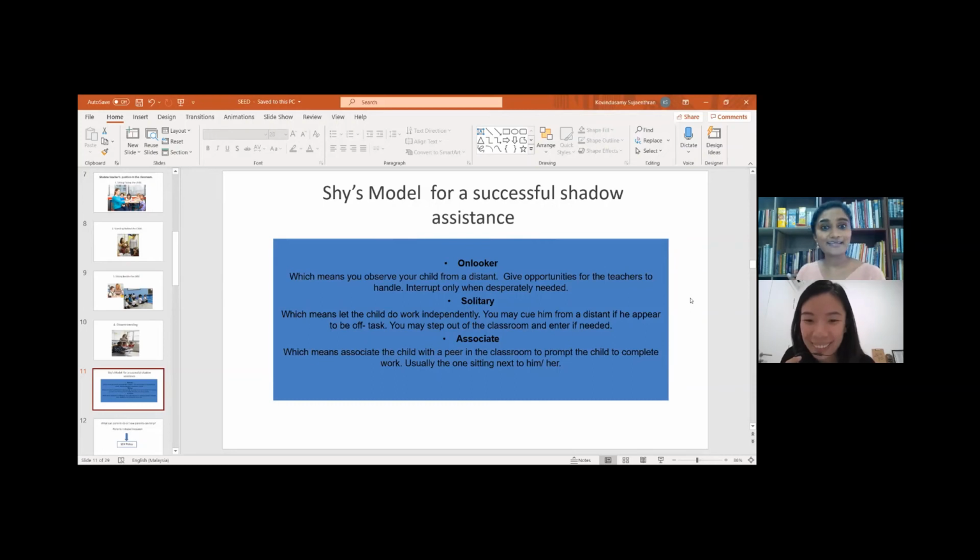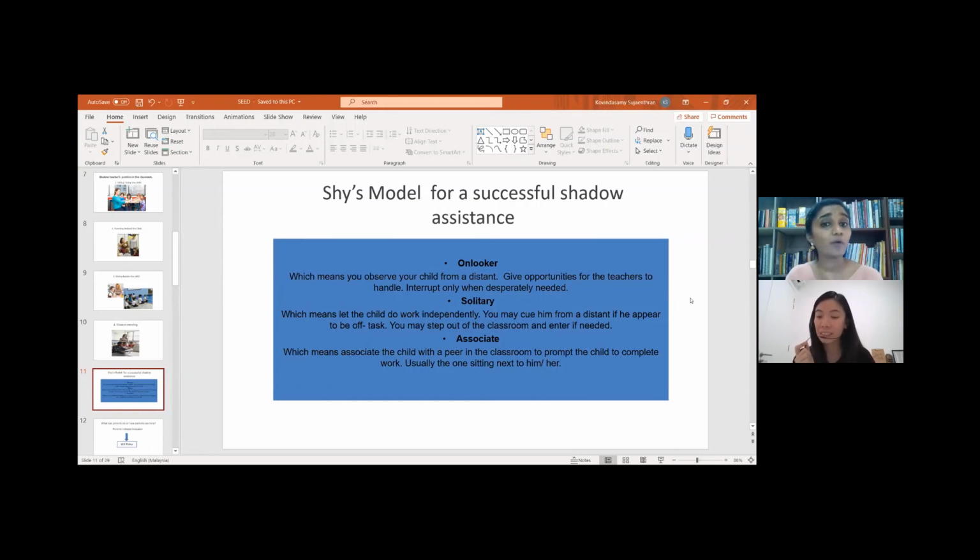Then solitary, which means let the child do work independently. May cue him from a distance if he appears to be off task, and can step out of the classroom and only enter when it is needed. The third one is associate, which means associate the child with a peer in the classroom to prompt the child to complete work. Maybe the friend, the buddy: tell Fatiha, "Fatiha, quickly complete your work faster, the teacher's asking, we must pass up to the teacher," and so on. So usually the one sitting next to him. This is the model that I actually practice in the classroom.